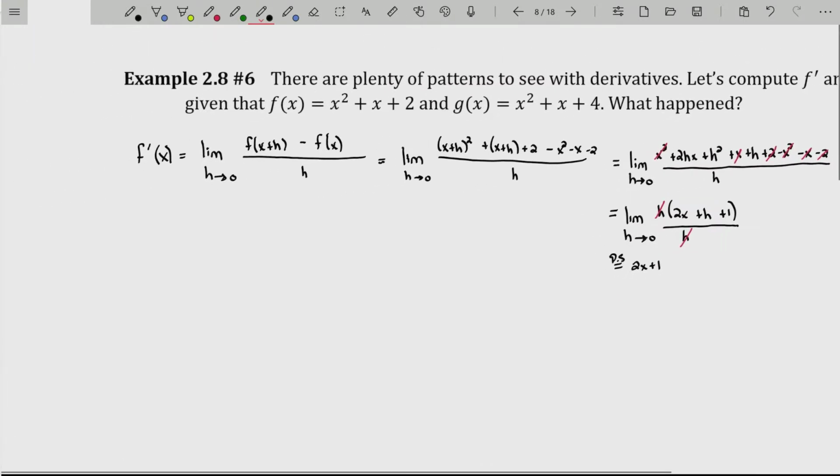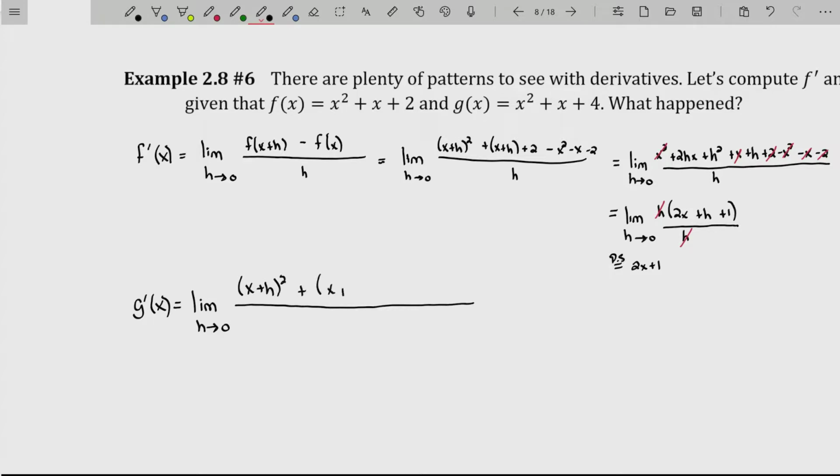Now, let's do the same thing for g of x. So g prime of x. Now I'm not going to write the definition. We have it up above, so I'm just going to write it this way. It's the limit as h approaches 0 of, let's figure out what g of x plus h is. That is (x plus h) quantity squared plus x plus h plus 4. And then we're going to subtract off g of x. That's all over h.